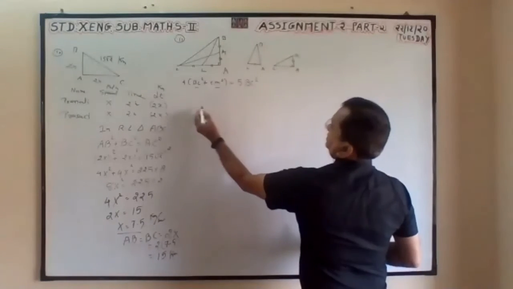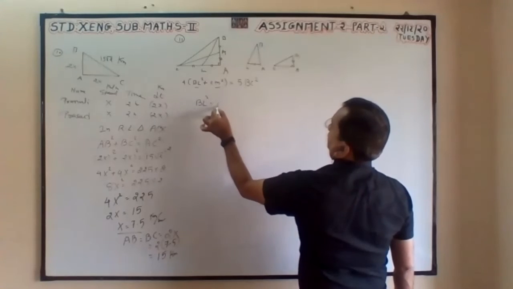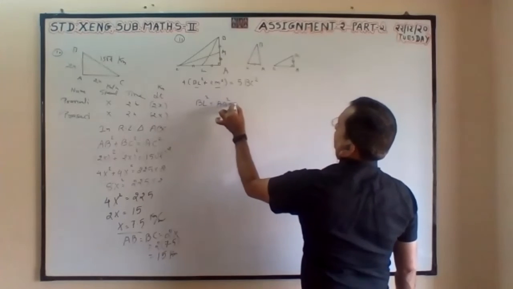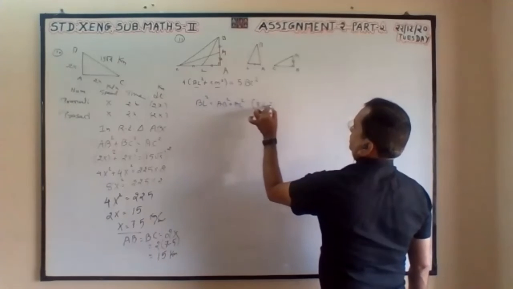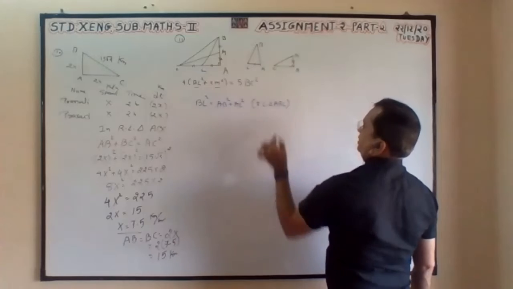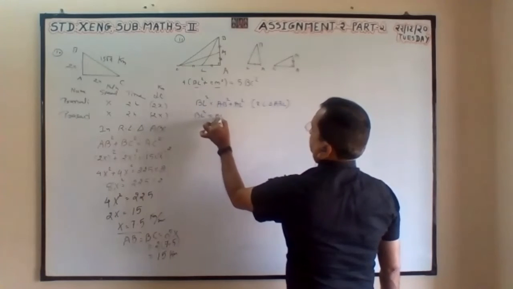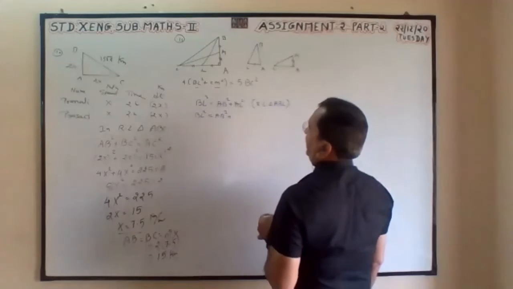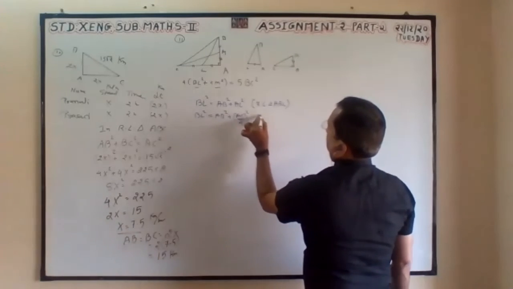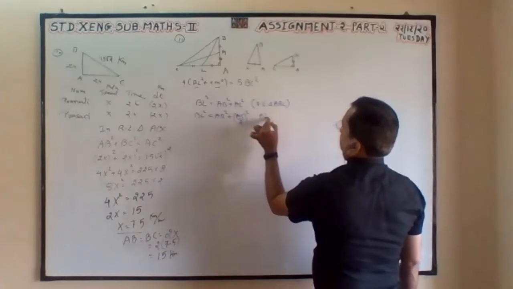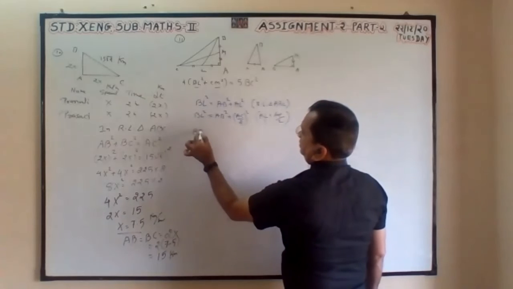First, I will find out BL square. BL square is equal to AB square plus AL square, in right angle triangle ABL, by Pythagoras. But AL is equal to AC by 2. That you have to substitute. Taking square.